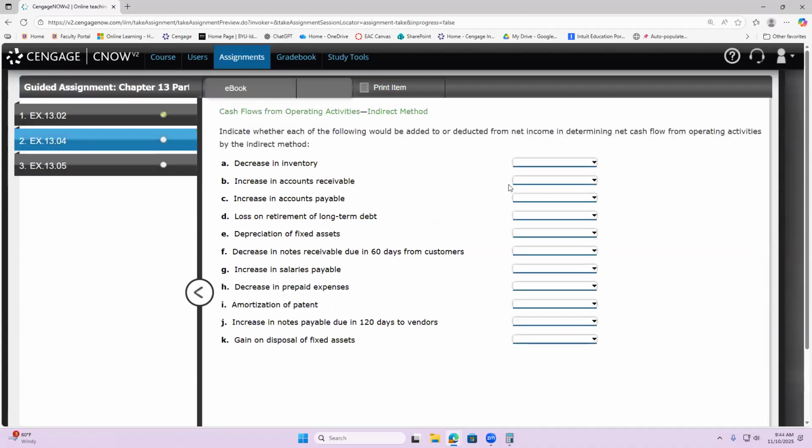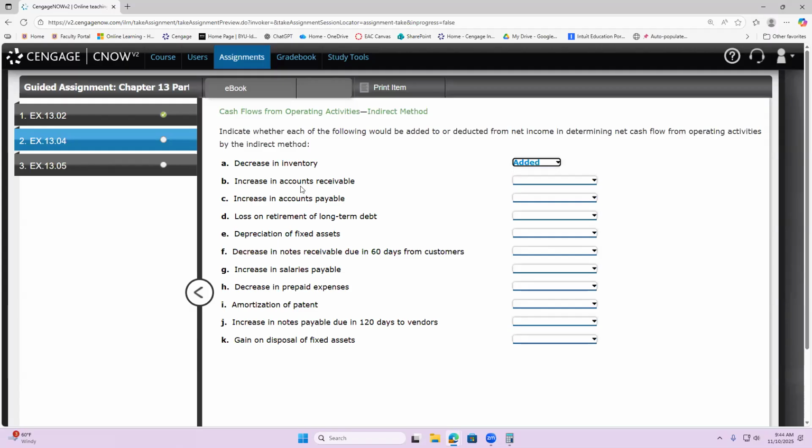All right. Number 2, indicate whether each of the following would be added or deducted from the net income in determining cash flow from operating activities by the indirect method. All right. So the trick to these is to say what type of account is this and what's the rule, right? So a decrease in inventory. What type of account is inventory? An asset. So with assets, it's opposite, right? So a decrease in inventory would be an addition to cash for the adjustment.